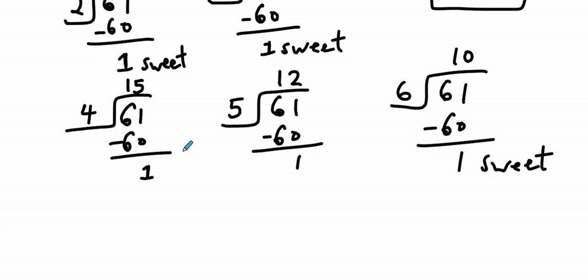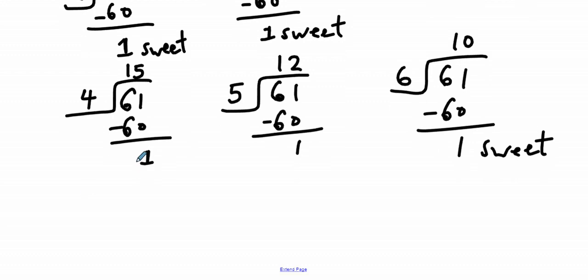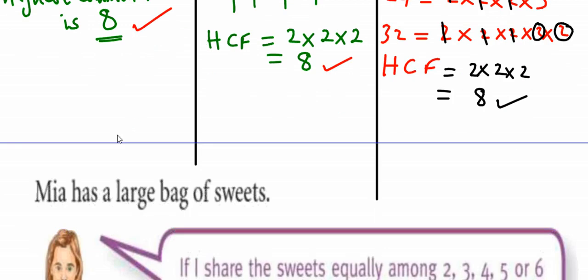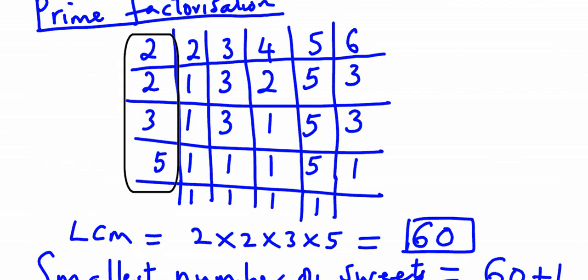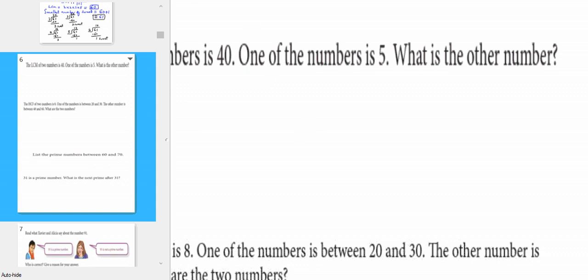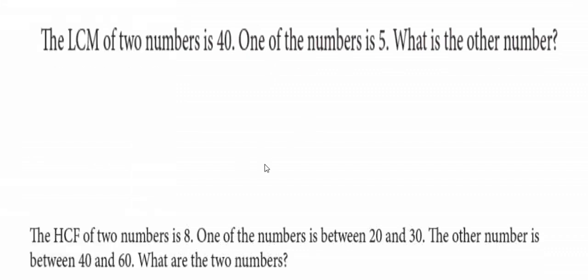Okay, that marks the end of the solution to this question, and we are good to go to the next question, and that is on this page here. The LCM of 2 numbers is 40. Okay, we are talking about 2 numbers. Now the LCM is 40. One of the numbers is 5. What is the other number?